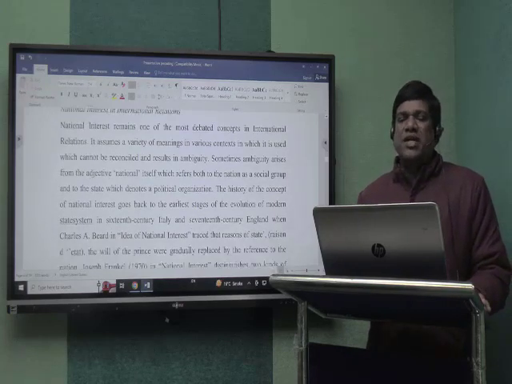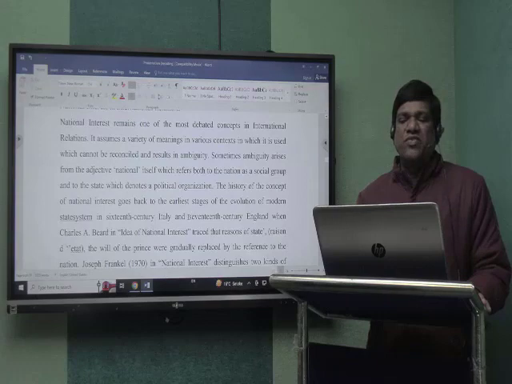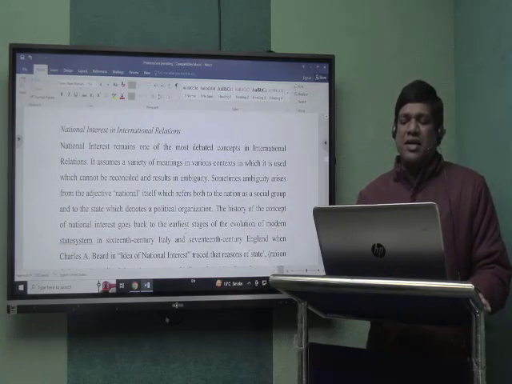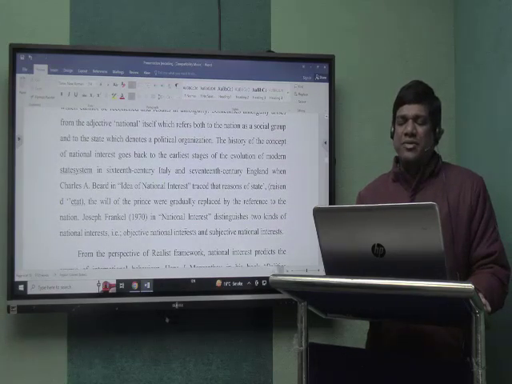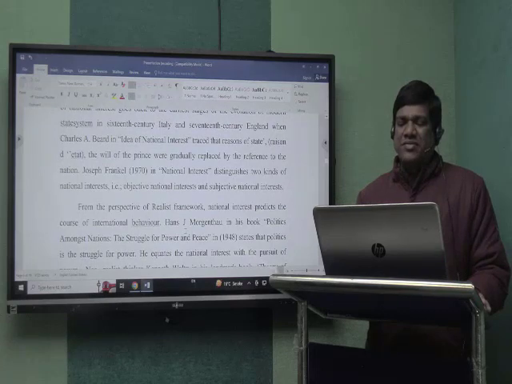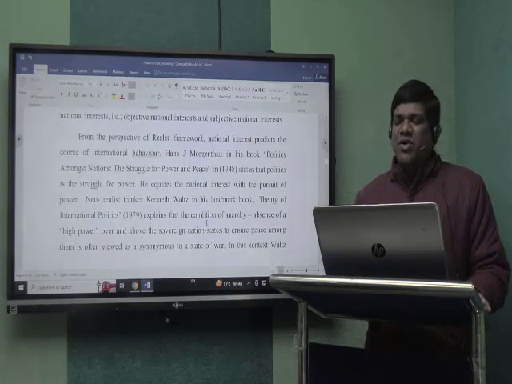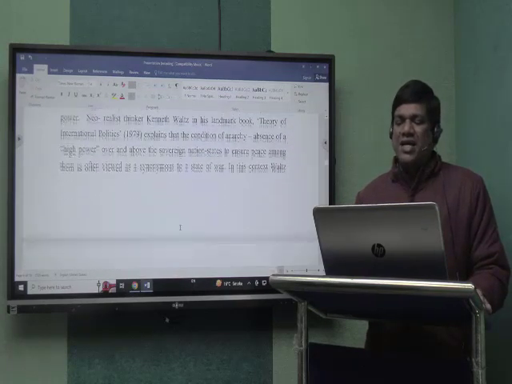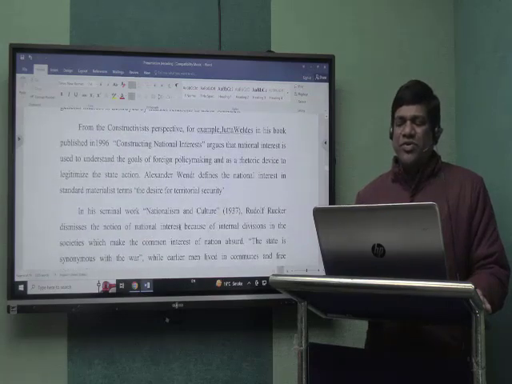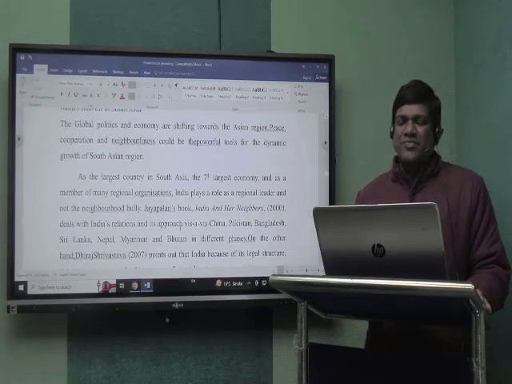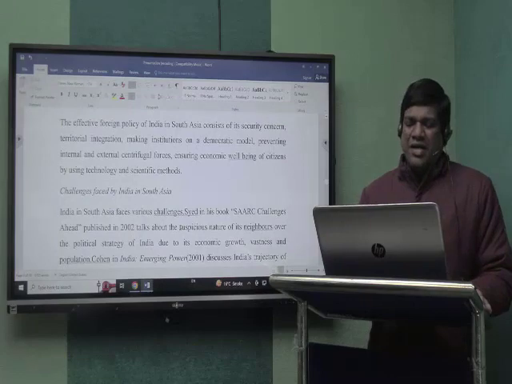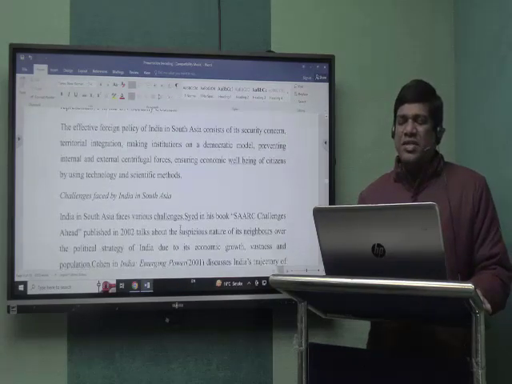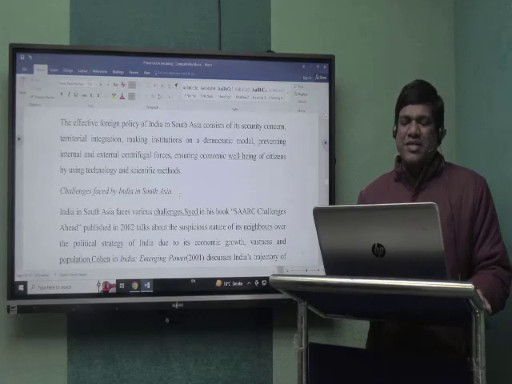As you can see, the literature review in this research proposal is also divided into 3 themes, right? National interest in international relations, so it's a theoretical theme. Then you have another theme called India's interests in South Asia. Okay, that's the second theme of the literature review. Then you have India's interests and then India's challenges. That's the third theme of your literature review, right?